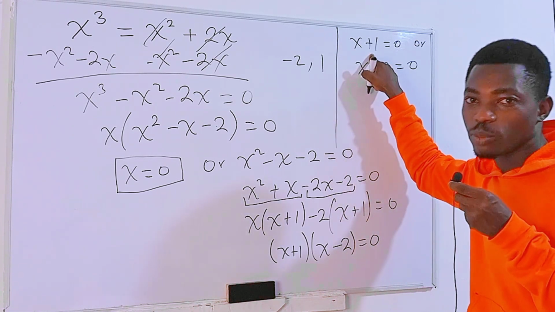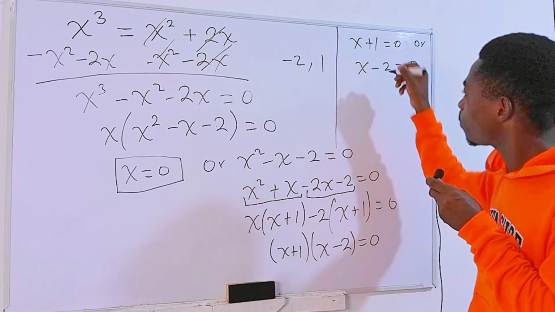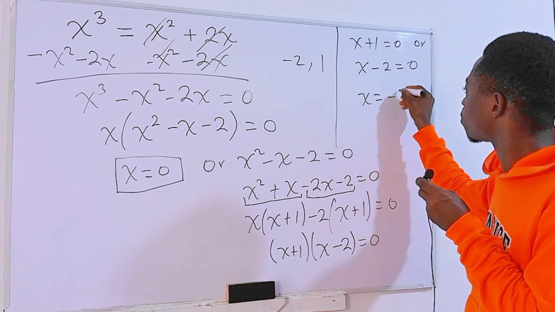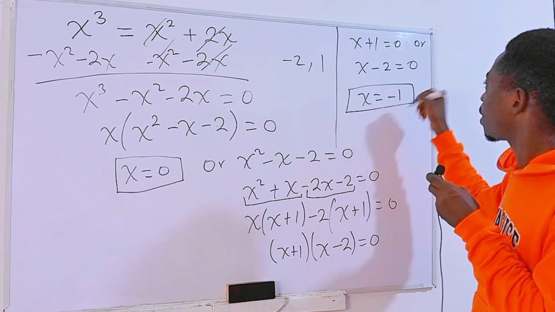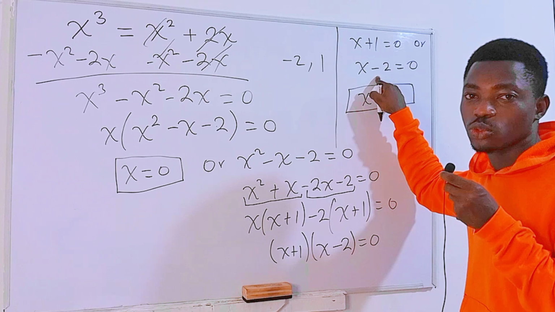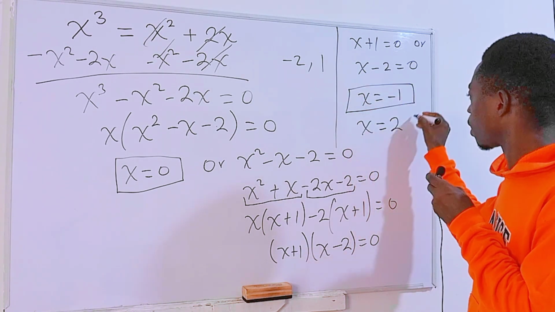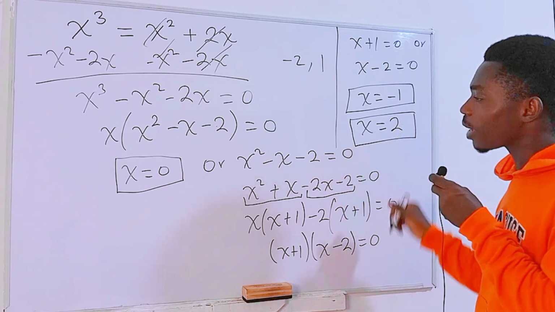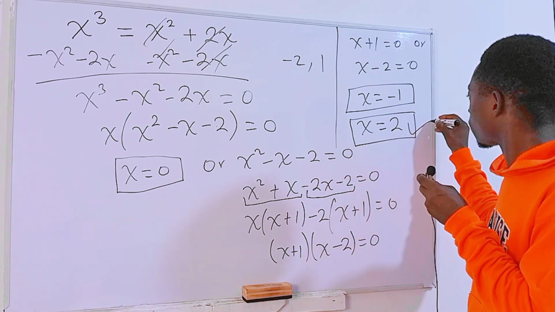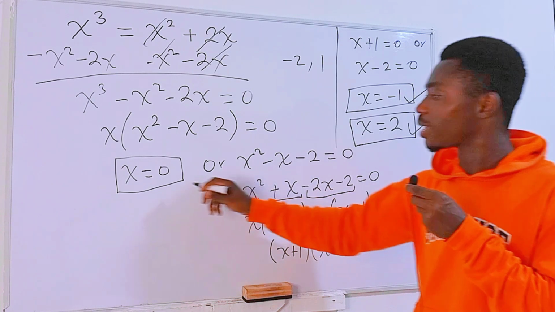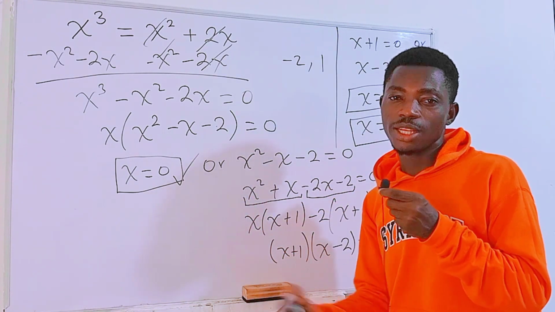Considering the first one, if we minus 1 on each side of the equation, we will end up getting x is equal to -1. Then with this second one, if we add 2 to each side of the equation, we will end up getting x is equal to +2. So in total, we have 3 solutions. This is the first one, this is the second one, and the third one. That is pretty much it.